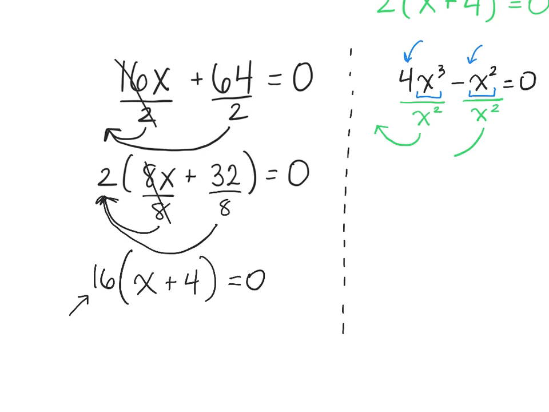When I pull this out, we will have x squared times, 4x cubed divided by x squared will leave me with 4x, because I know that 3 minus 2 is equal to 1, minus x squared over x squared. That means I will just have 1 remaining, equals 0.